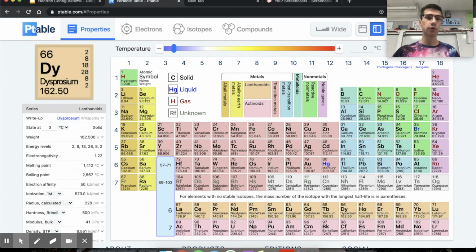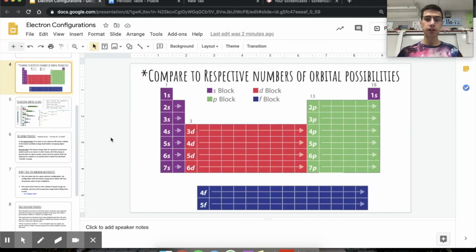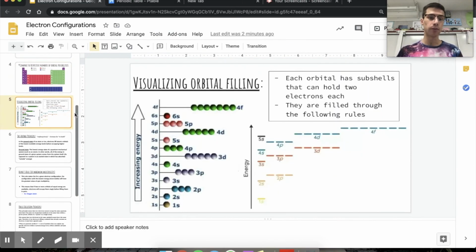Okay, and that's exactly what we'll see if we look at this block layout right here, right? We start with 1s, P's start with energy level 2, D's start with energy level 3, and F start with energy level 4. So that's just a way of annotating it that you guys are going to have to remember, okay?